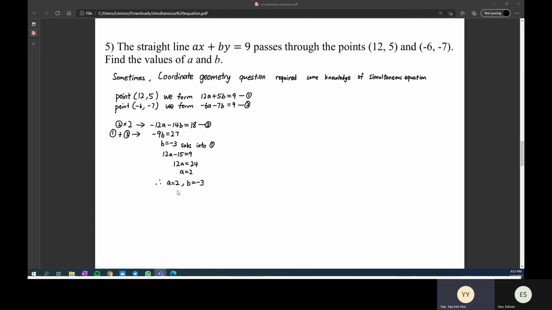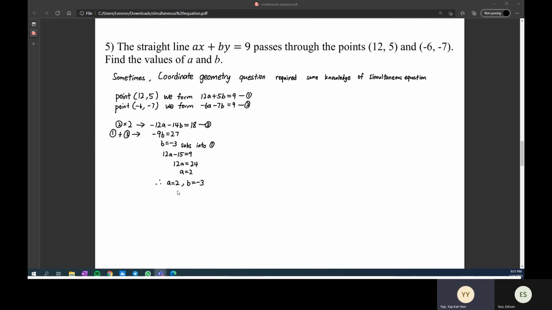Okay, so we use 2 times the second equation, we will get -12a minus 14b equals 18, which we denote as the third equation, and we will use the first equation plus the third equation. We will get -9b equals 27, because 12a plus -12a is equal to 0. So we will get b equals -3, and we sub it into the first equation, and we will get a equals 2. Therefore, a is equal to 2 and b is equal to -3.